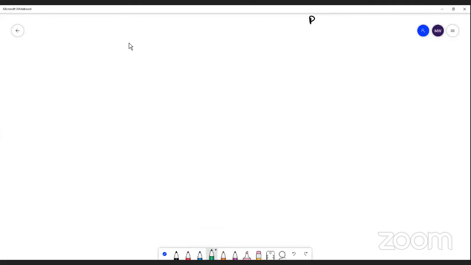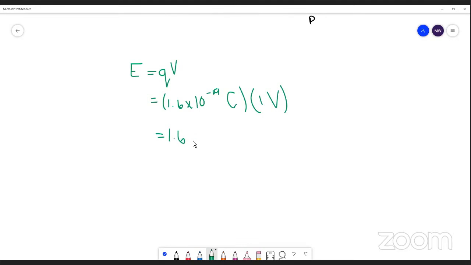Okay, so like I said, energy E is equal to small q times V. In this case, the charge of an electron is always constant at 1.6 times 10 to the negative 19 coulombs. And if we multiply it with 1 volt, you will get 1.6 times 10 to the negative 19 joules. Okay, and this energy that we are talking about is an electron volt. So 1 electron volt is equal to this amount.